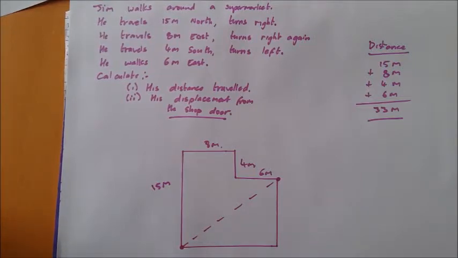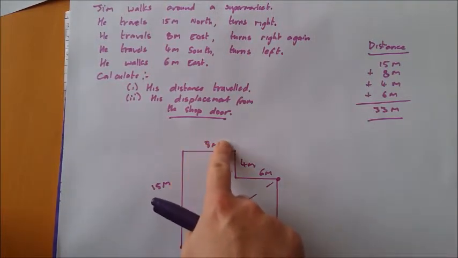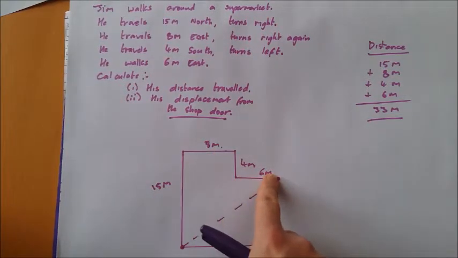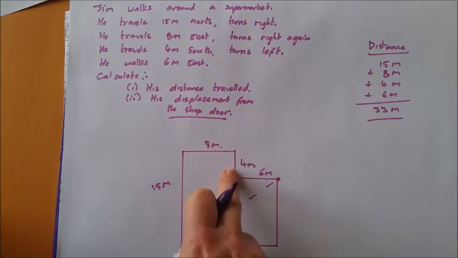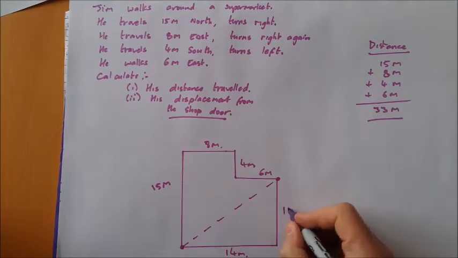So this length here, if we look at the top, I've got an 8 metre distance there and a 6 metre distance there. That's 14 metres. This distance here, if we look, we've got a 15 metre length here and 4 metres there, so this can be taken away. So this is 11 metres.